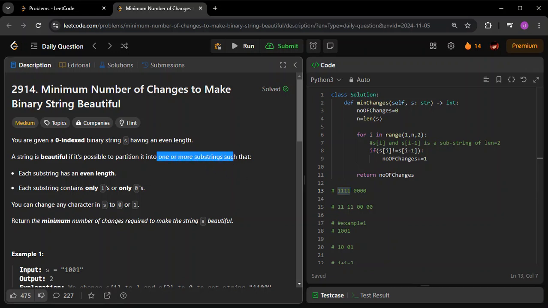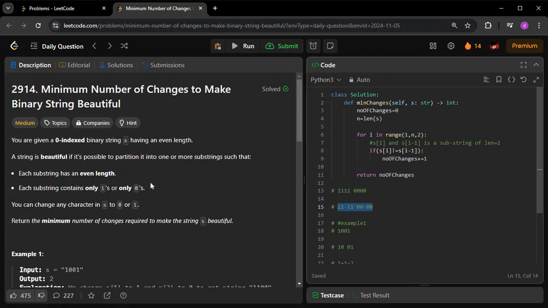One or more substrings such that each substring has an even length, and all of them have the same values. That is the basic idea. Every substring should have the same value, all the characters in that substring should have the same value. So as they mentioned, one or more substrings, these are going to be our one or more substrings.